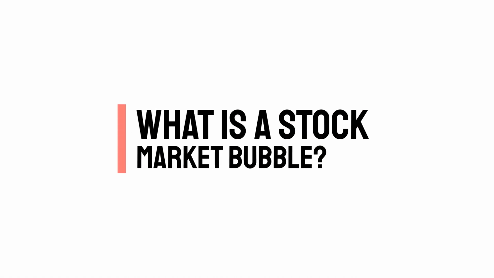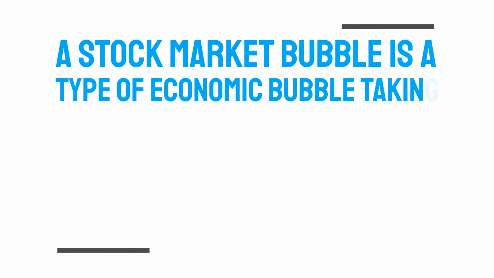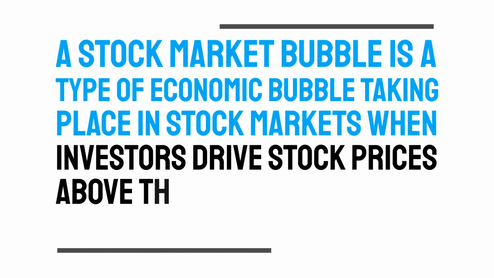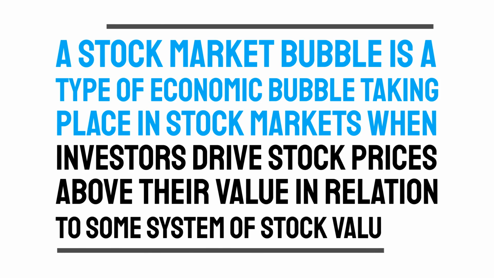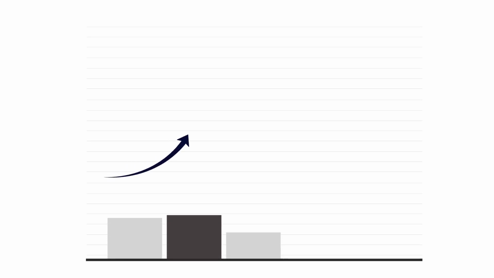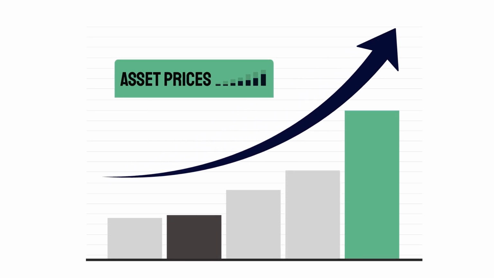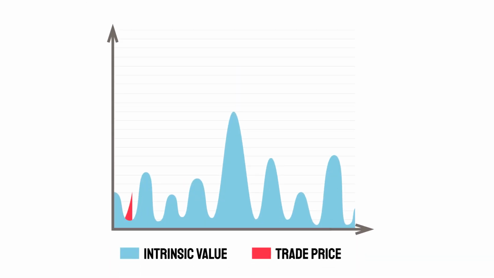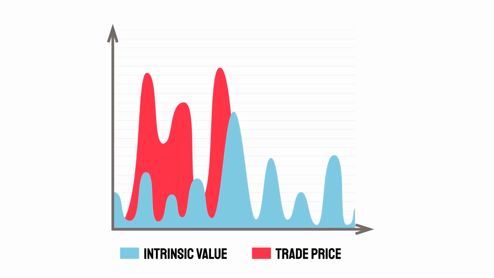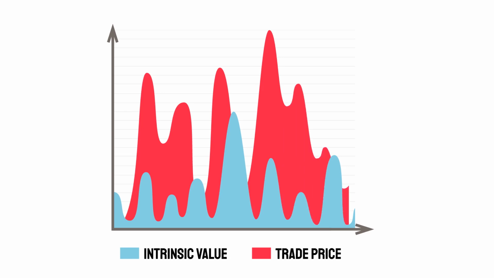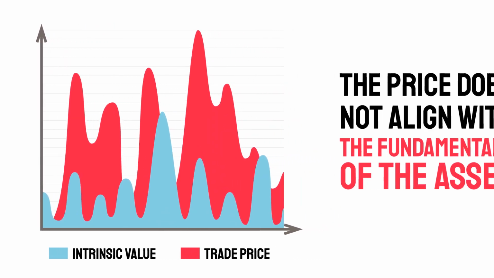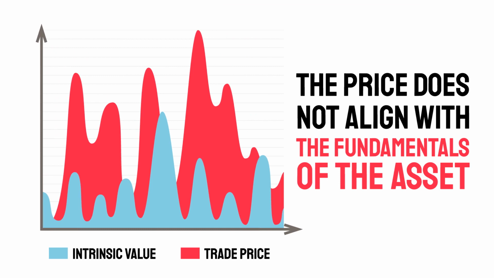What is a stock market bubble? A stock market bubble is a type of economic bubble taking place in stock markets when investors drive stock prices above their value in relation to some system of stock valuation. Typically, a bubble is created by a surge in asset prices that is driven by exuberant market behavior. During a bubble, stocks typically trade at a price or within a price range that greatly exceeds the asset's intrinsic value. The price does not align with the fundamentals of the asset.